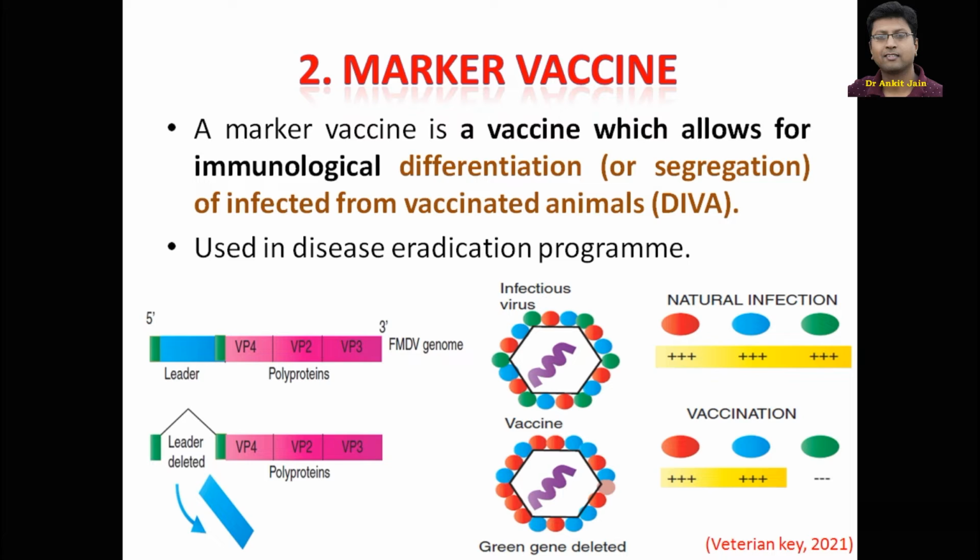Second is the marker vaccine. Why we are called it as a marker vaccine? Because it will differentiate the infected animals from the healthy animals. So it is basically a DIVA technique, and this DIVA technique is now being implemented in different veterinary vaccines.